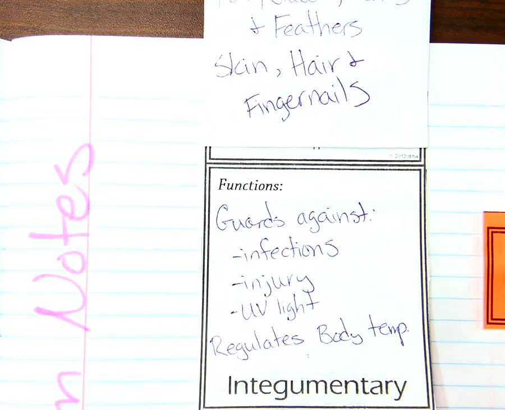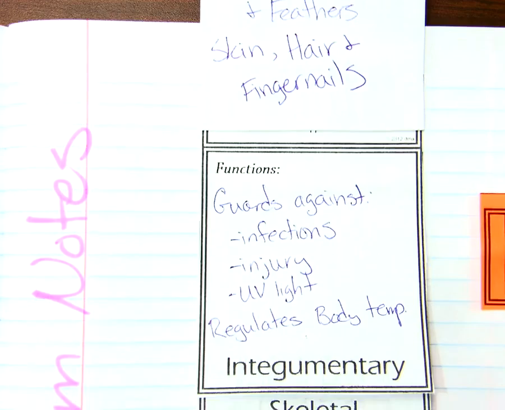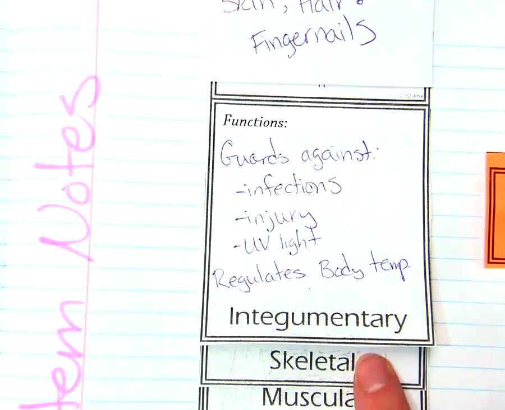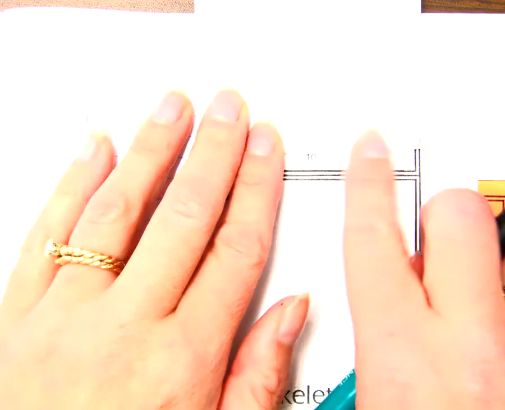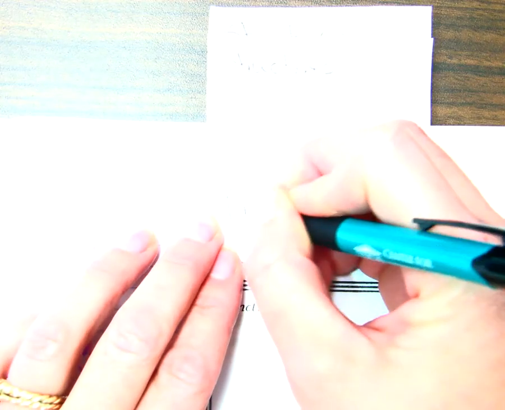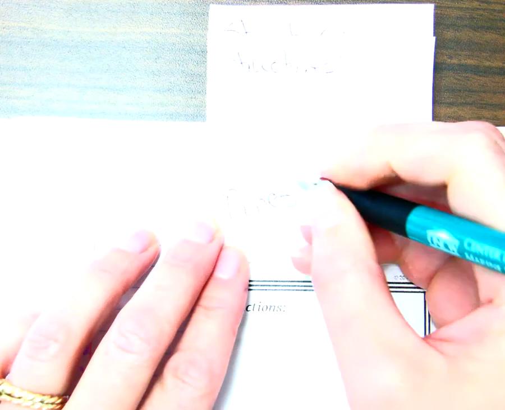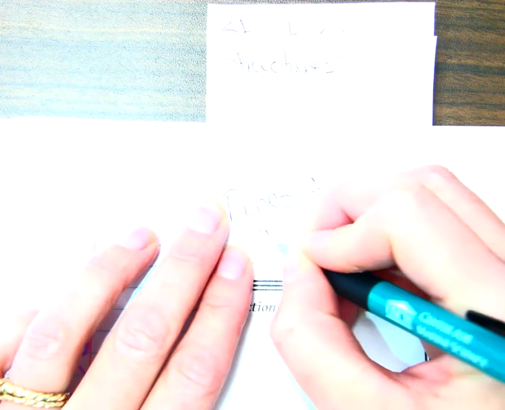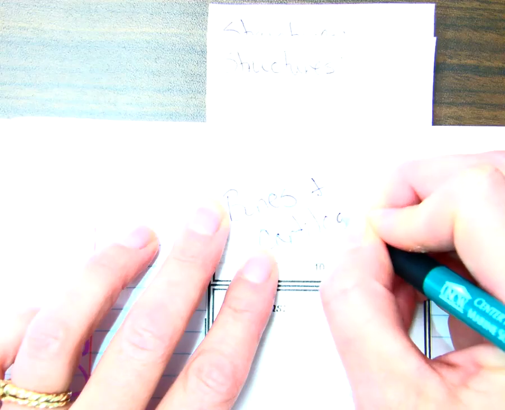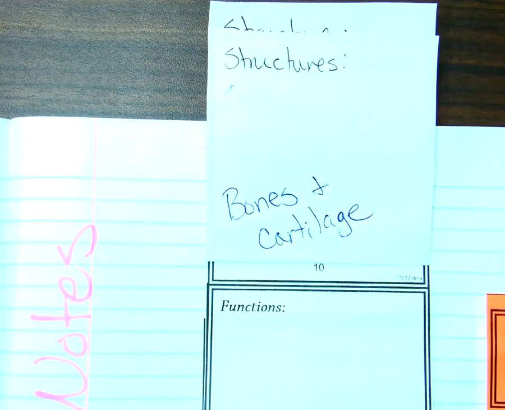Are we ready to go on? Everybody done writing? Okay, next system, skeletal system. Our structures, bones and cartilage.